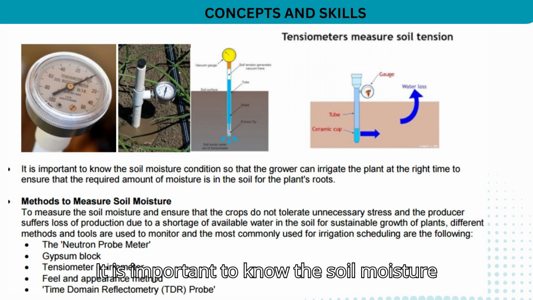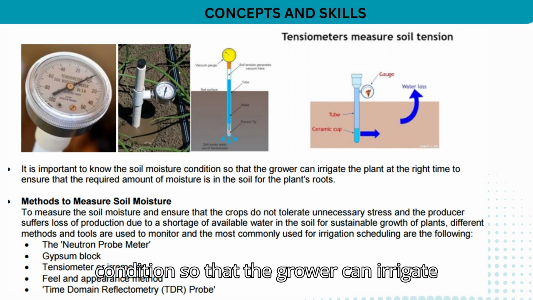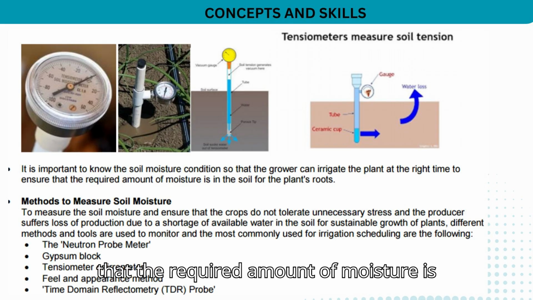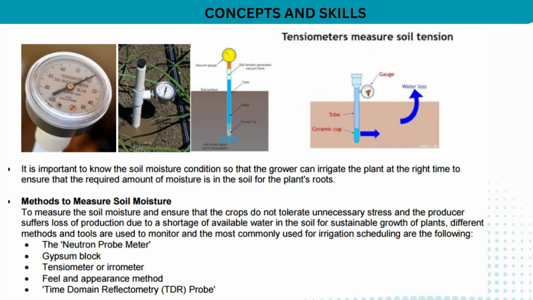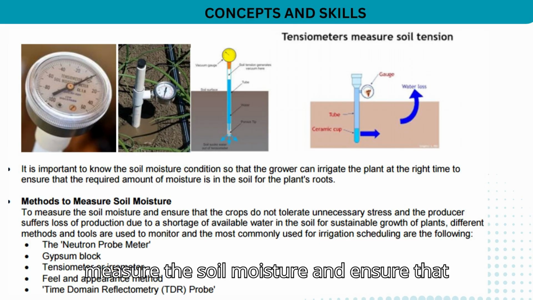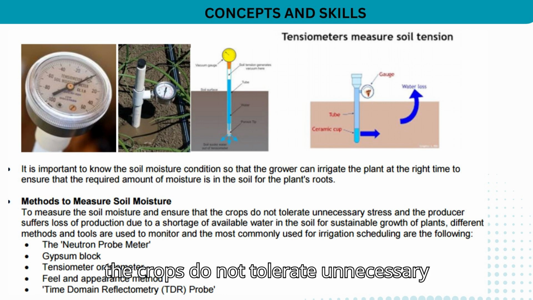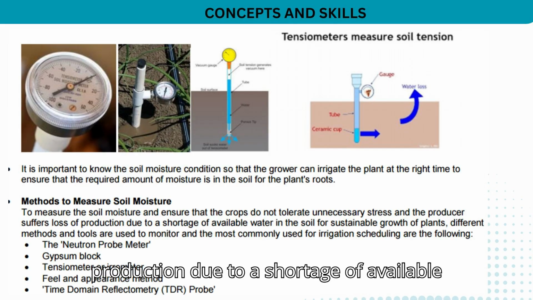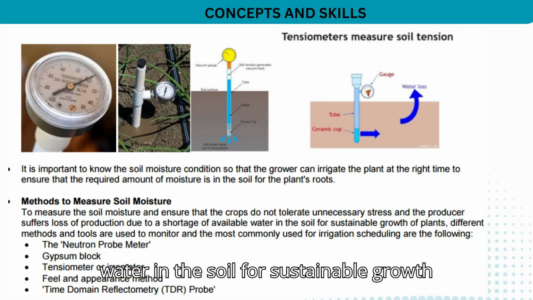Measurement of soil moisture. It is important to know the soil moisture condition so that the grower can irrigate the plant at the right time to ensure that the required amount of moisture is in the soil for the plant's roots. Methods to measure soil moisture. To measure the soil moisture and ensure that the crops do not tolerate unnecessary stress and the producer suffers loss of production due to a shortage of available water in the soil for sustainable growth of plants.